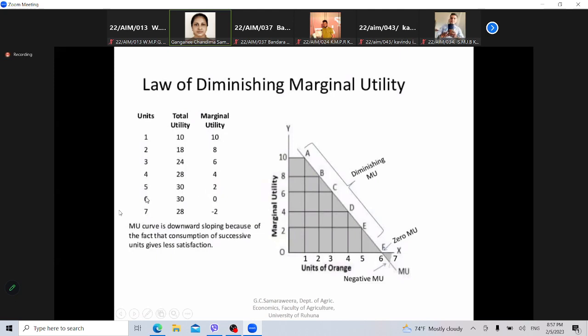Even though you increase from the 5th glass of water to the 6th glass, the utility is 0, no marginal utility here. Then if you add more, the marginal utility is negative. That's why at that time you may be vomiting more and more. The same with any product, you can practically experience it. You may have experienced it.